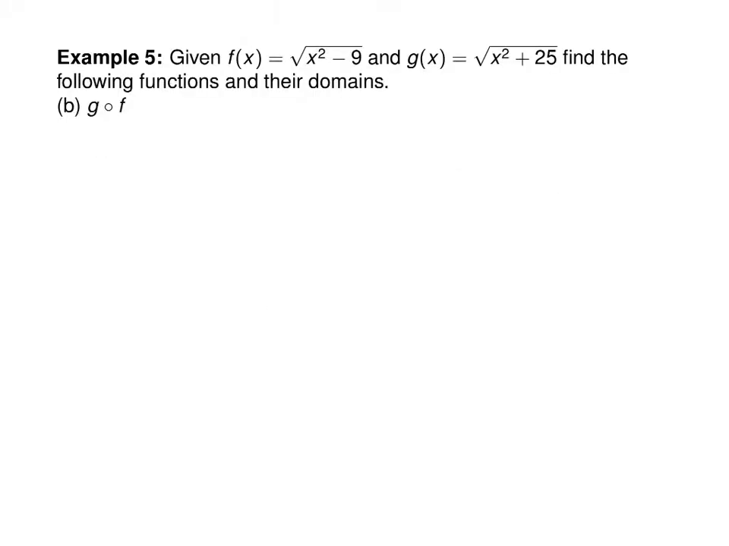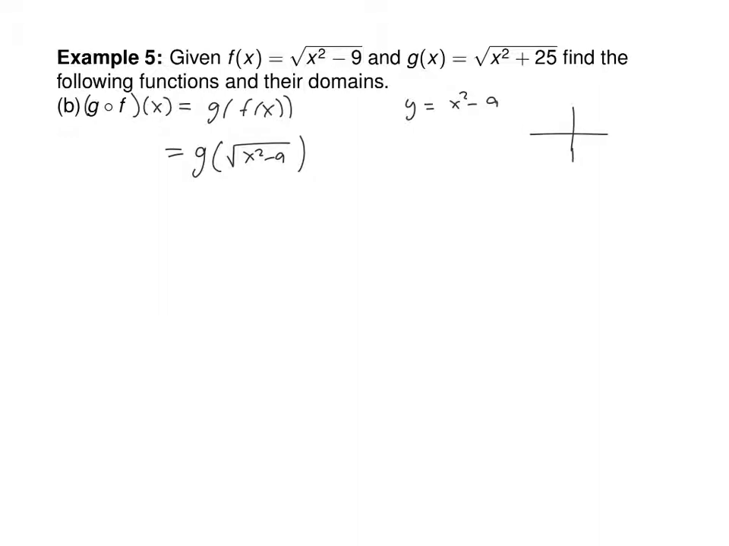Okay, let's try the other composition now. So g of f. So g of root x squared minus 9. So at that stage, are there problems in your domain? Yes. If you were to graph x squared minus 9, it's a parabola shifted down how many? 9. Where does it cross the x-axis? Negative 3 and 3.